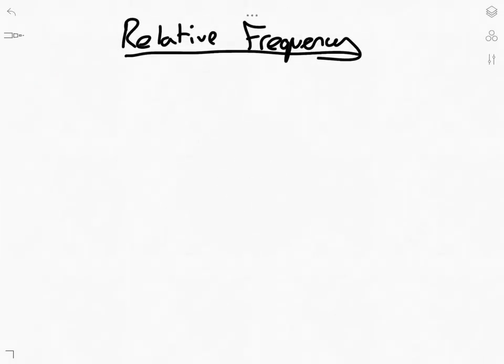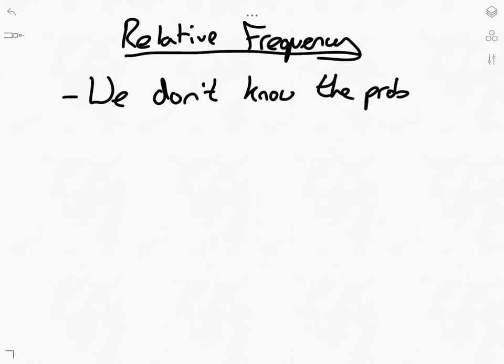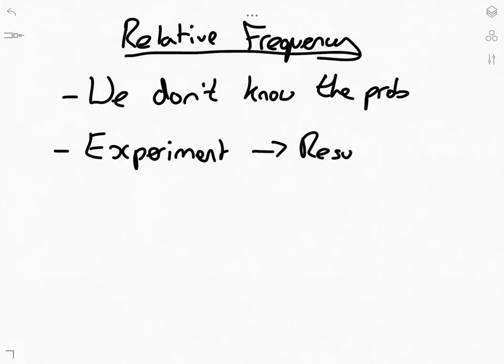I think we did a bit of this last year, but you probably don't remember. Relative frequency is when we don't know the probability of something. So what we do is we do an experiment, and you test it over and over again, and you get a set of results. And you put them in a table usually.